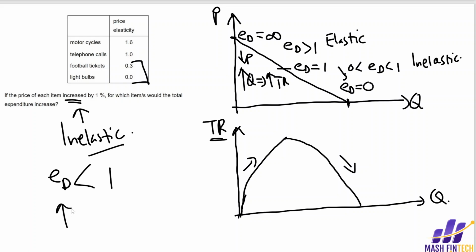Increasing the price would also increase total revenue. Increasing the price could also increase total revenue. All right. So I hope you got that. It's these two. This one is unitary, so nothing will change. The motorcycles is elastic, hence if you increase the price, the total revenue will drop. All right, let's move on to the next question.